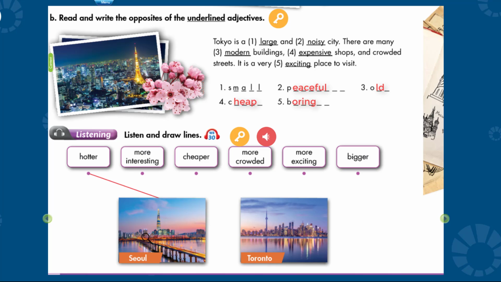Ở bức tranh đầu tiên đó là Seoul. Seoul is the capital city of South Korea. Seoul là thành phố thủ đô của Hàn Quốc. Right? And the second one, Toronto is the largest city in Canada. Right? Và bức tranh thứ hai là Toronto là thành phố lớn nhất của nước Canada. Ok, nằm ở a country in North America. Nó là một đất nước nằm ở Bắc Mỹ. Ok.